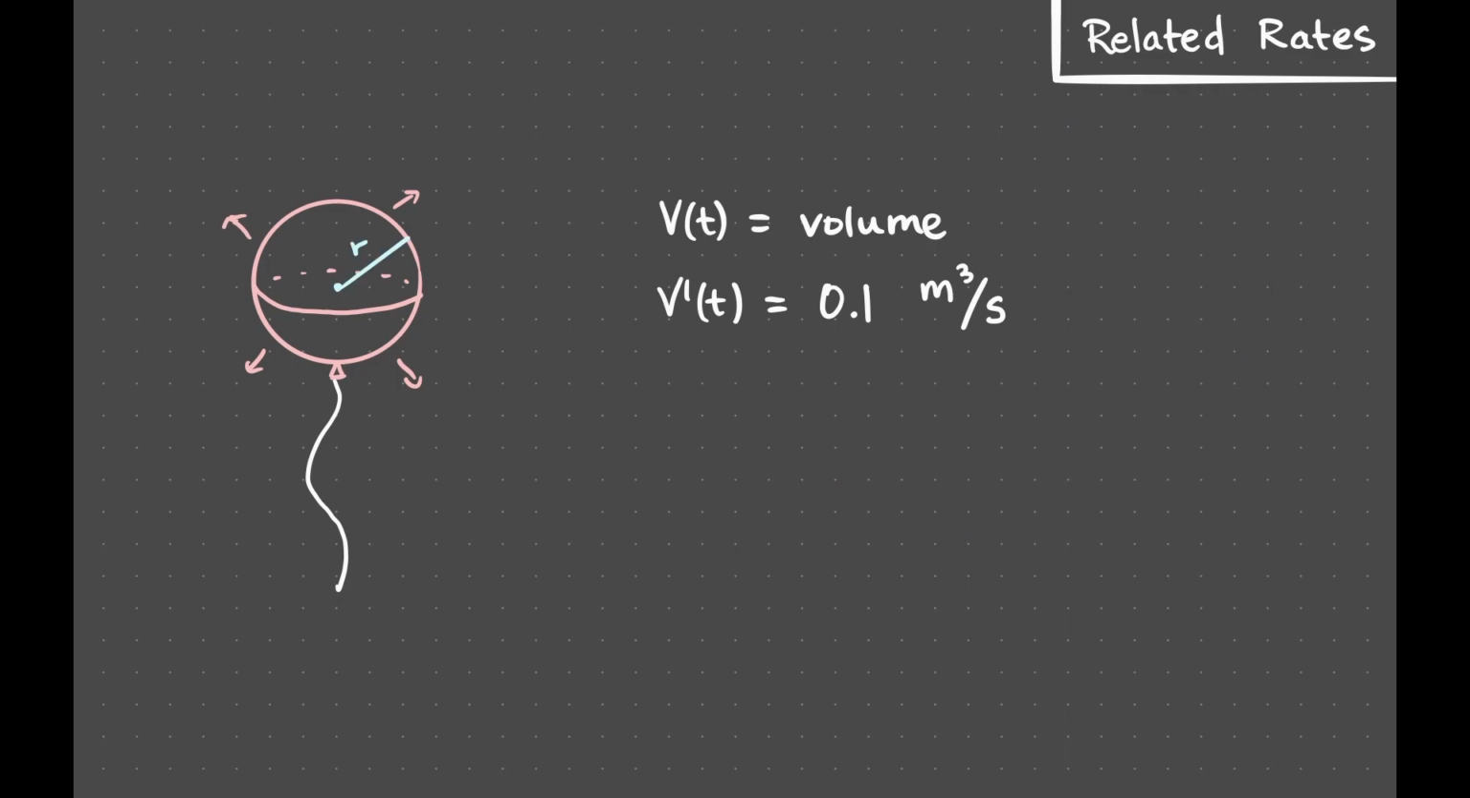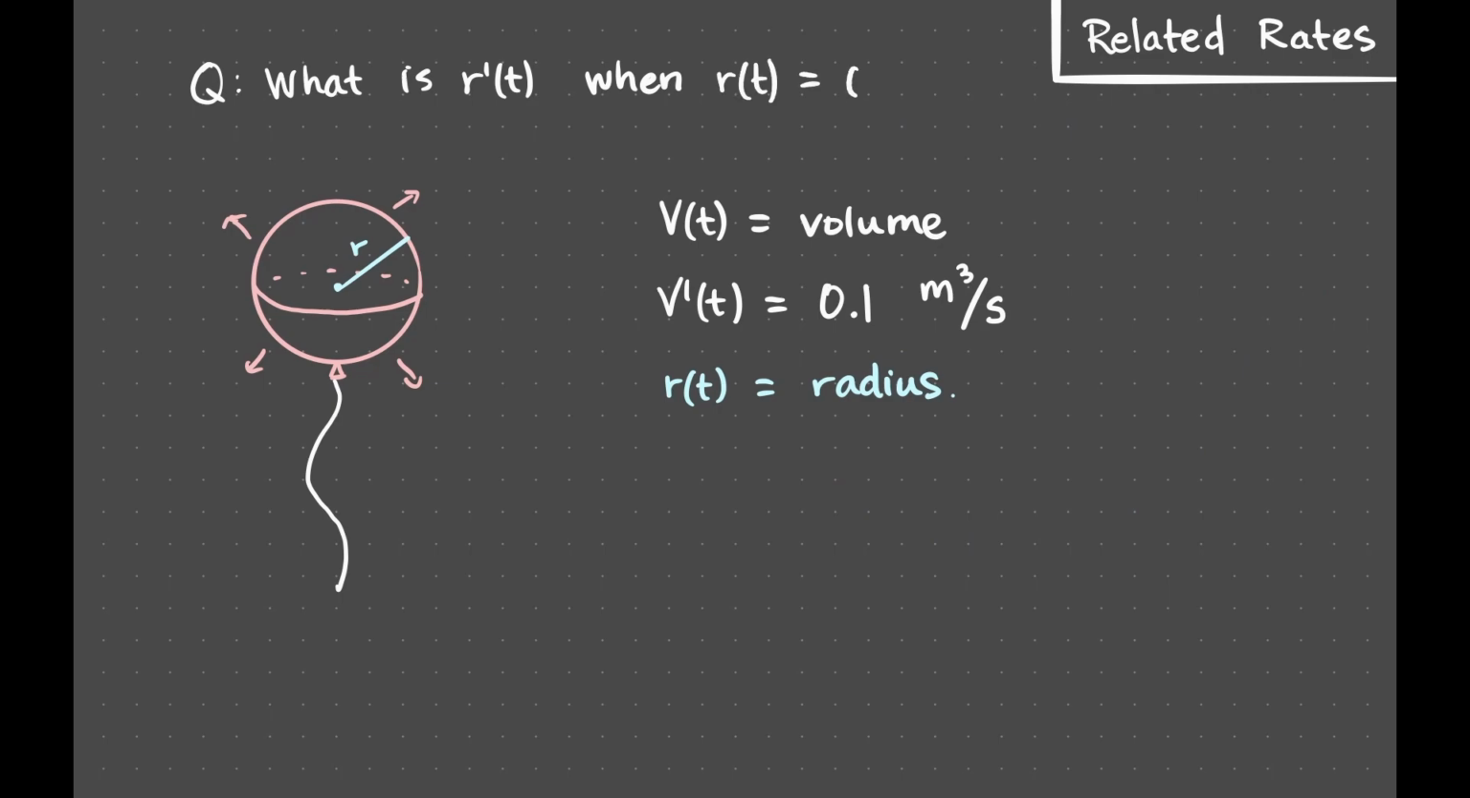Now, another quantity associated with the balloon is its radius, which we'll denote by r. And because the size of the balloon is changing with time, the radius should be changing with time too, so we can write that r is a function of t. The question we'd like to answer then is what the rate of change of the radius will be when the radius is equal to 0.2 meters. In other words, we'd like to know what the quantity r prime of t will be when r of t is known to be 0.2.